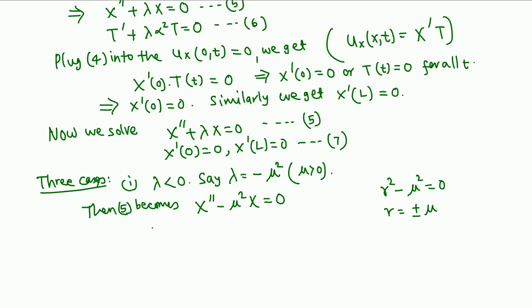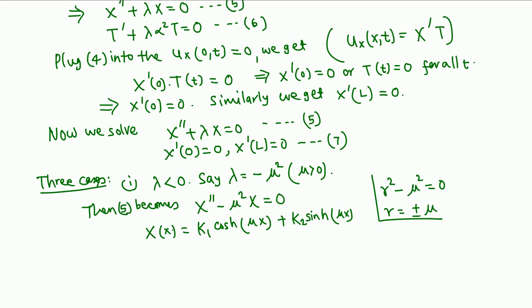Okay, that means X as a function of x, when we have two real and distinct roots, we get the solution in terms of hyperbolic functions. So let's say k1 cosh(mu x) plus k2 sinh(mu x).